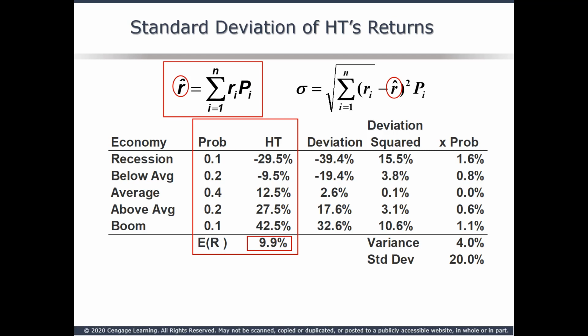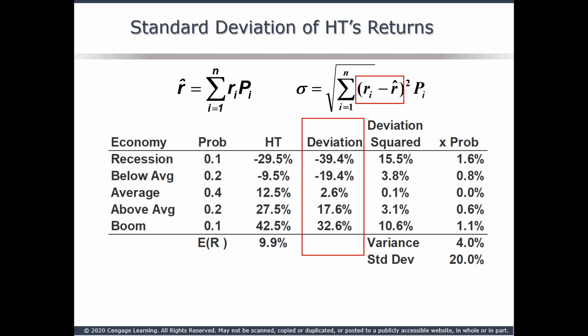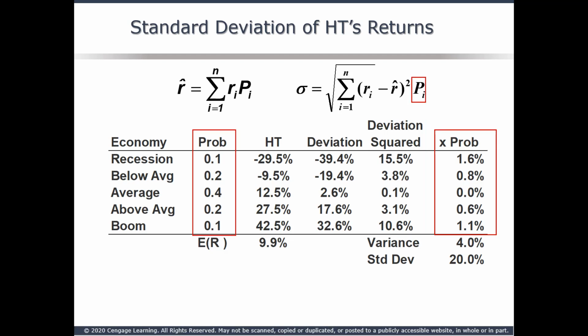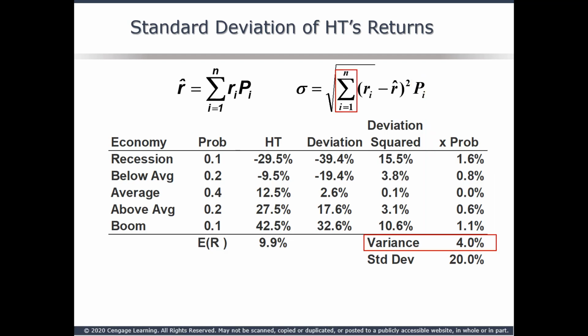With the standard deviation, start with what is inside the parens, the deviations. Each state's expected return minus the overall expected return. Then handle the exponent. Square the deviations. Then multiply those values times the probabilities. Finally, add those up. Take the square root.